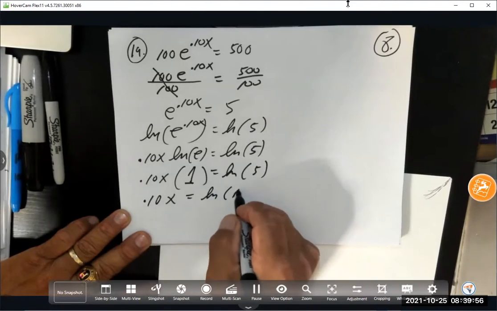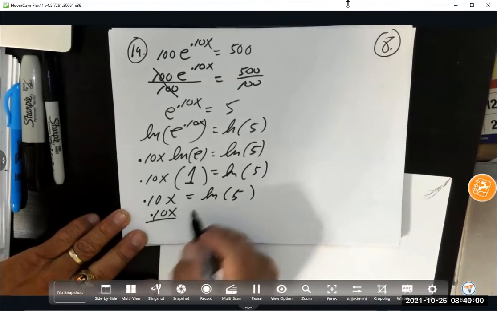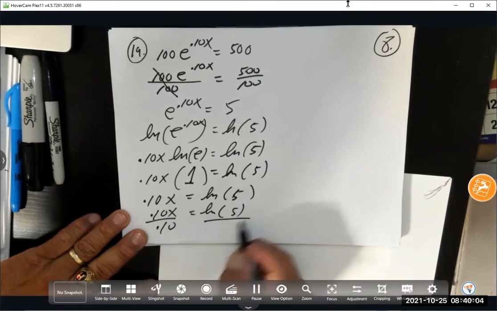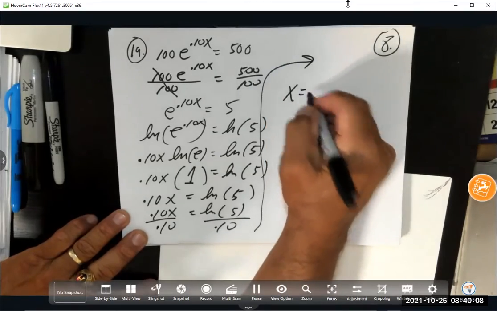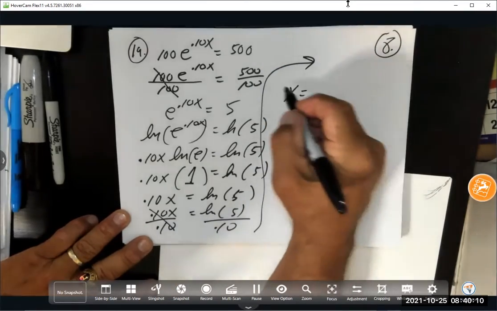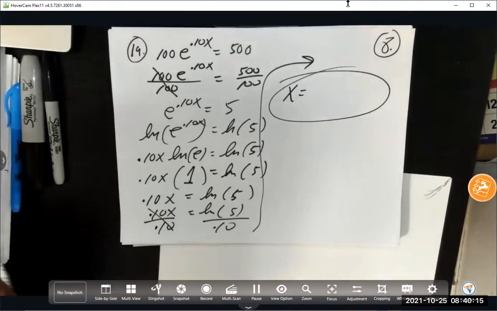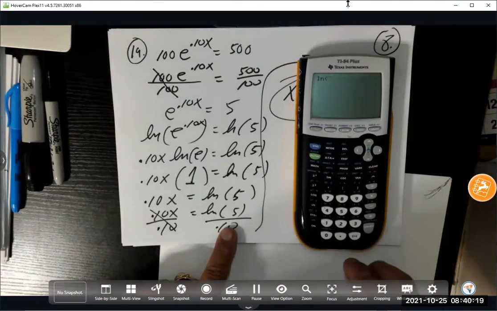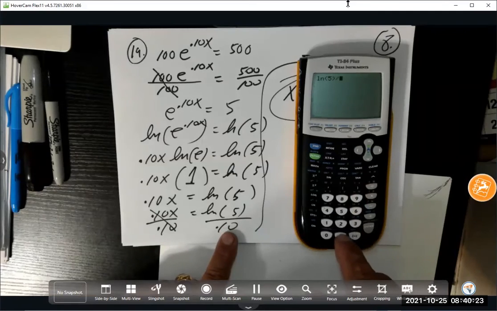So we're almost there. I need to divide both sides by, you told me what? 0.10 and 0.10. So that's going to tell me that x is, I don't know, whatever that is. What is it? What's ln of 5 divided by 0.10? Do it on the machine. Let me do it on my machine. ln 5 divided by 0.10.